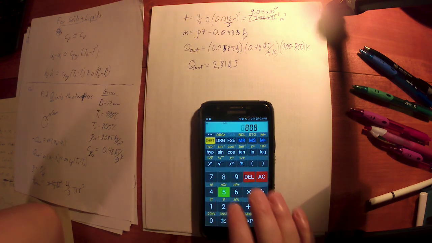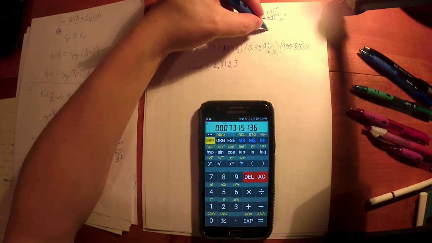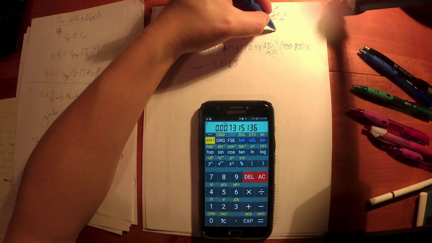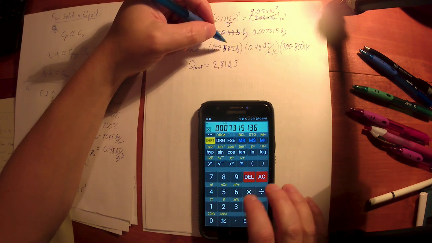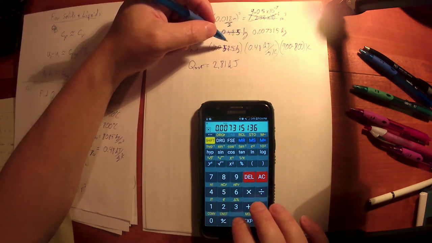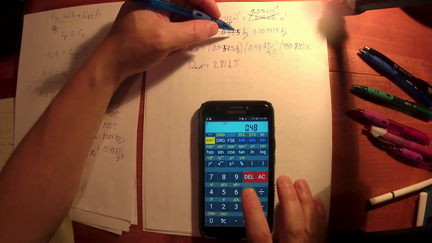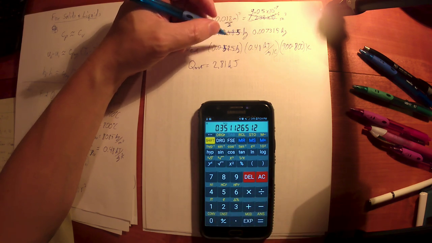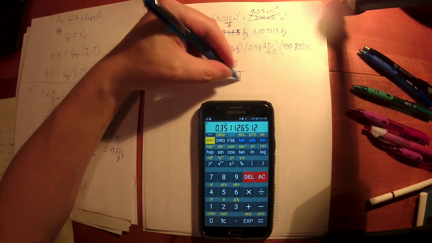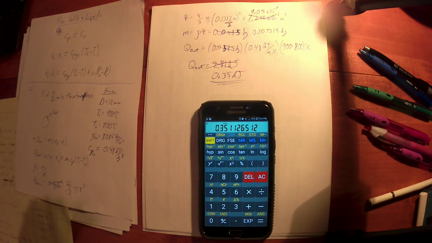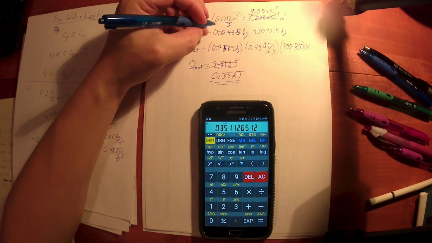Multiply by the density, that's 8085. This is 0.007315 kilograms. And multiply that by the 0.48. Multiply that by 100. 0.35 kilojoules, which matches the number I have in my notes here. So I apologize, I forgot this divided by 2. So recheck your numbers now.